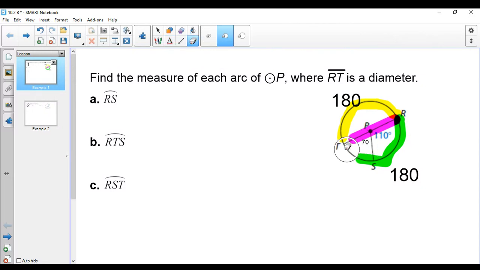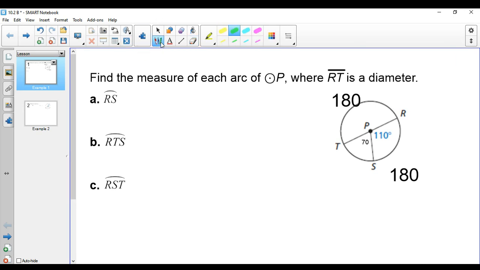I'm going to erase this highlighting so we can use more. All right, so arc RS, that is this arc right here, and we can tell from the angle that goes with it, RS is 110 degrees.